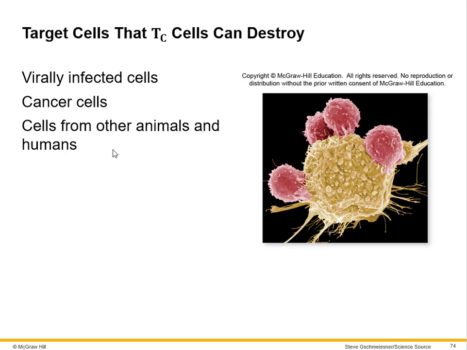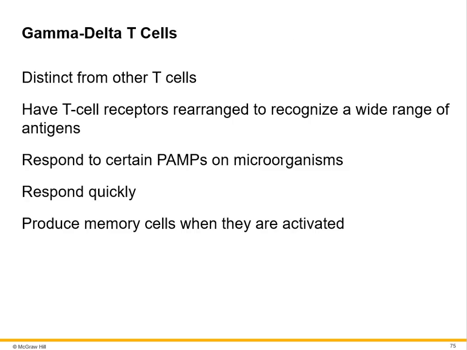So the three types of cells that cytotoxic T cells can target are virally infected cells. So they're not targeting the virus, but they're targeting cells that are infected with the virus, and it's very specific, a specific virus. Cancer cells also are targeted by these cytotoxic T cells, and cells from other animals and humans. So they can destroy these cells, and here's an example of a cytotoxic T cell destroying the target cell.